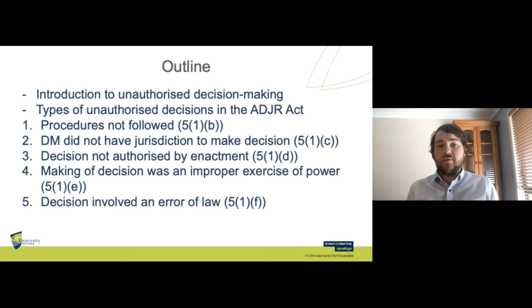it, and then we'll focus on the different types of unauthorised decisions that are provided for in the Administrative Decisions Judicial Review Act. So in particular, we've got 5. We'll focus on the first 3 in this video. The 4th one we'll take a look at in next week's lecture. And the 5th one, a decision involving an error of law, sort of cuts across multiple weeks. So our main focus in this video is the first 3, which is procedures that weren't followed, the decision maker not having jurisdiction to make a decision, and the decision not being authorised by an enactment.